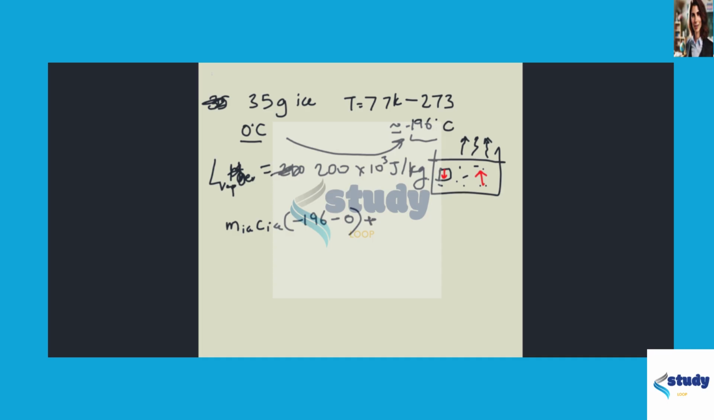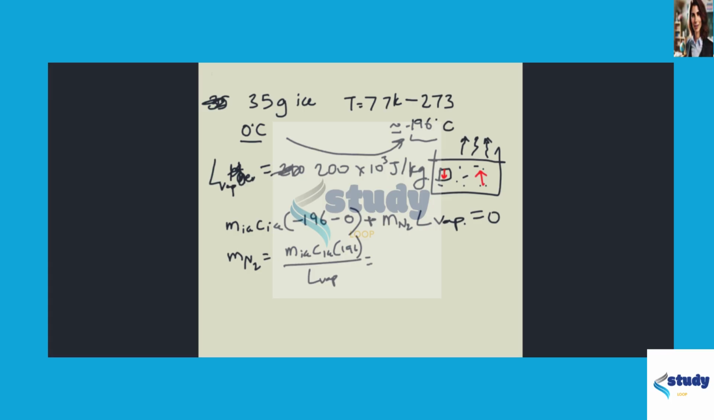Plus, the amount of heat gained by the liquid nitrogen will simply be the mass of liquid nitrogen that is evaporated times the latent heat of vaporization. Now this must be 0. This gives us the mass of nitrogen that has evaporated is equal to the mass of ice times the specific heat of ice times 196 divided by the latent heat of vaporization.